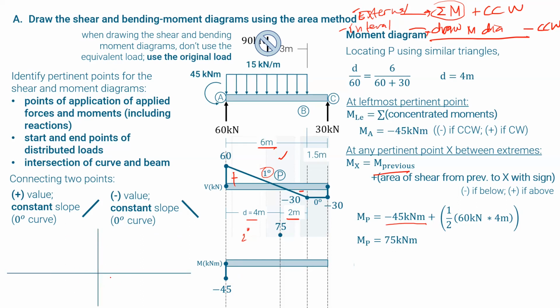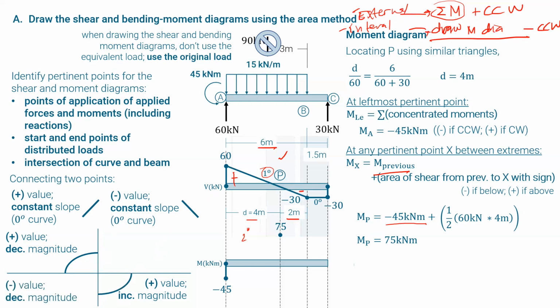Dito sa baba. Okay, now, kapag positive yung value, kapag yung plot ng shear ay nasa taas, tapos magnitude niya is decreasing, ganito dapat yung itsura ng curve. Kapag positive yung value, yung plot is nasa taas, tapos increasing in magnitude naman, ganito dapat yung curve. Kapag negative naman yung value, yung plot is nasa baba, tapos decreasing in magnitude, ganito dapat. And lastly, kapag negative value, increasing yung magnitude, ganito dapat.